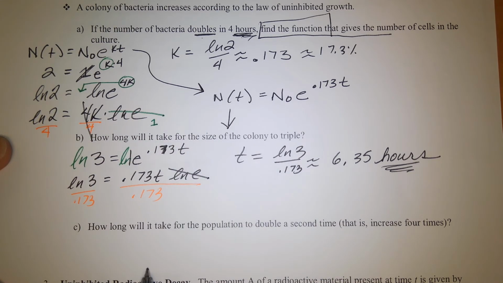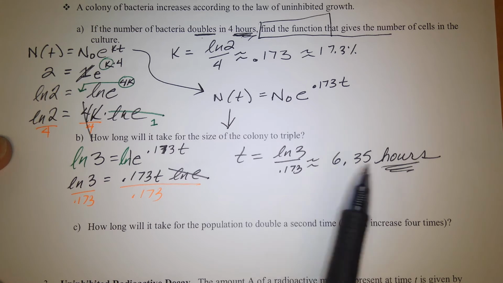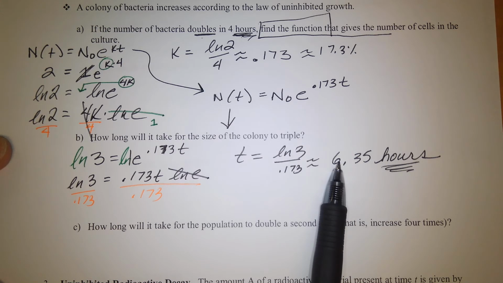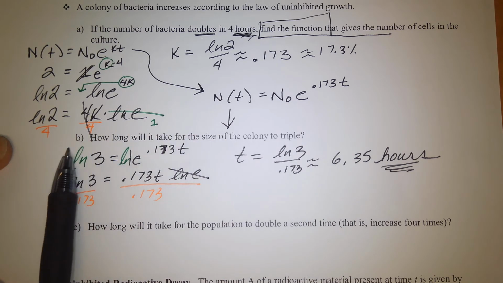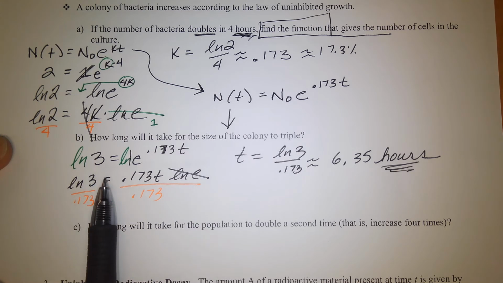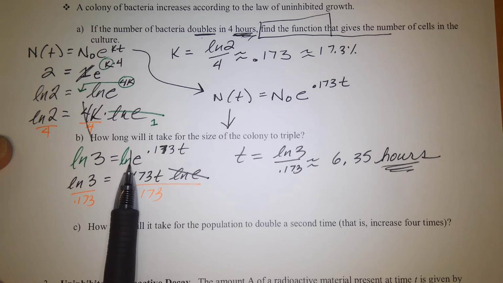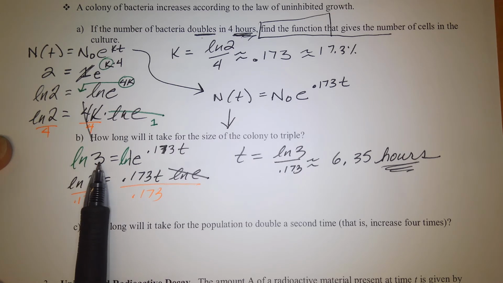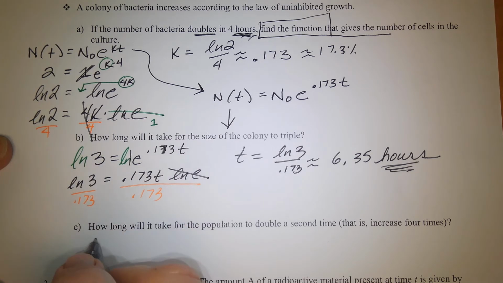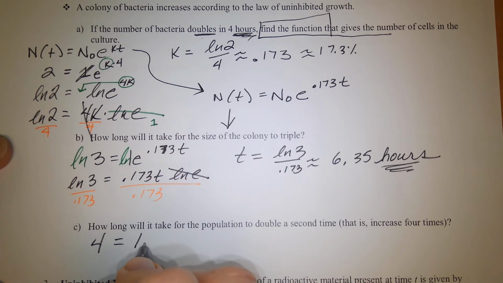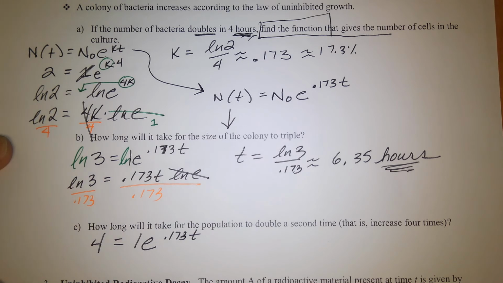So how long will it take for the population then to double a second time? In other words, be 4 times its original size. So it's going to take even longer than tripling. So we're going to do the exact same problem over again. The only difference is now we're going to put 4 in this location because we want 1 unit to turn into 4 units or 4 times as large. So 4 equals 1 e to the 0.173 t power.